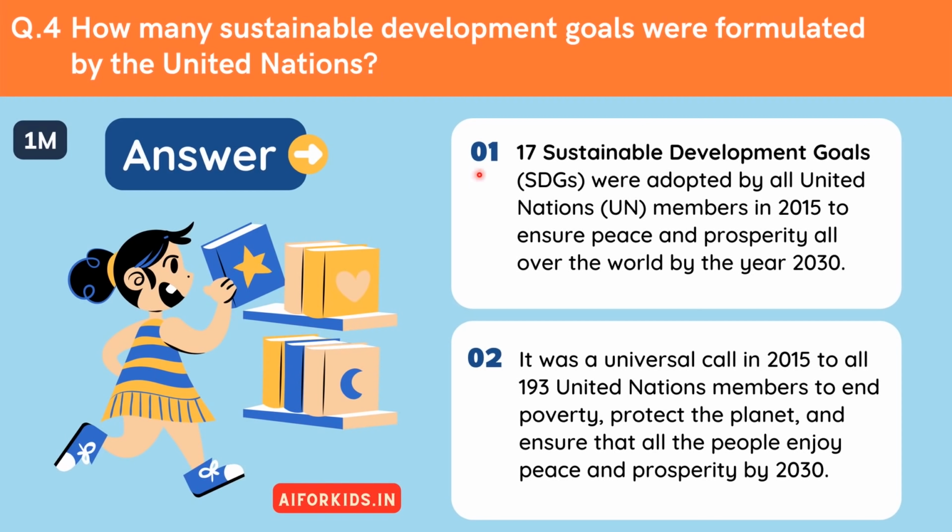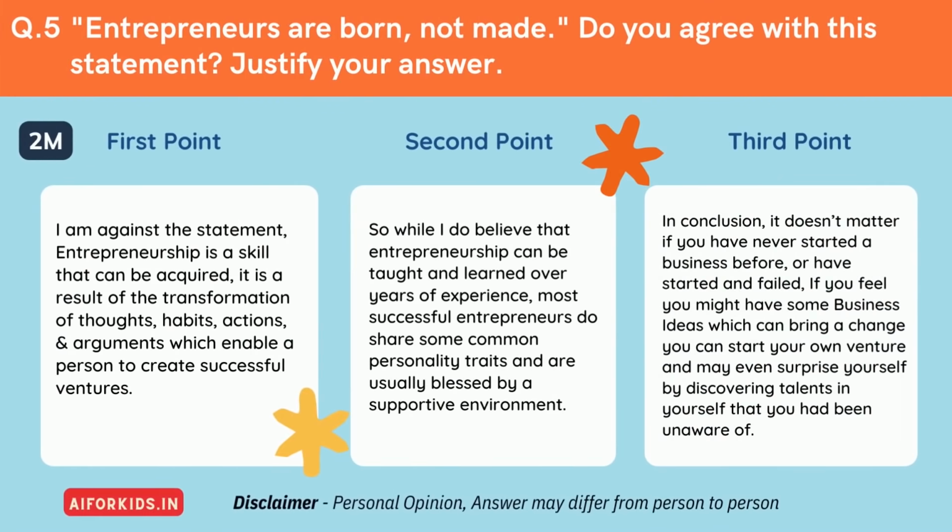Okay, so a total of 17 sustainable development goals, or SDGs, were adopted by all United Nations (UN) members in 2015 to ensure peace and prosperity all over the world by the year 2030. It was a universal call in 2015 to all 193 United Nations members to end poverty, protect the planet, and ensure that all people enjoy peace and prosperity by 2030. Now let's see question number 5.